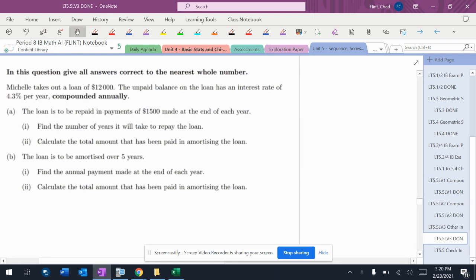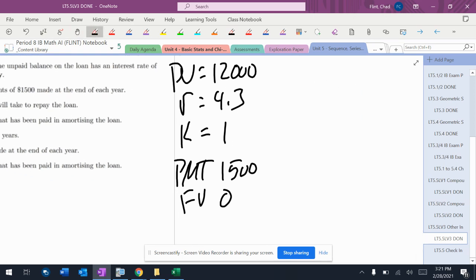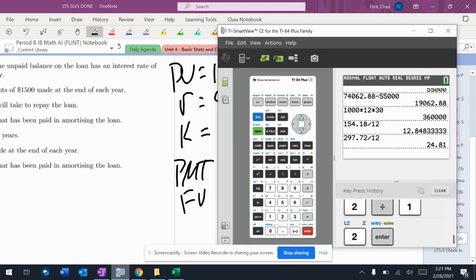All right, so present value, $12,000. Interest rate, 4.3, compounded once per year. Payment is $1,500. Future value is 0 if we're going to pay this loan back all the way. And then it says, how long will it take?